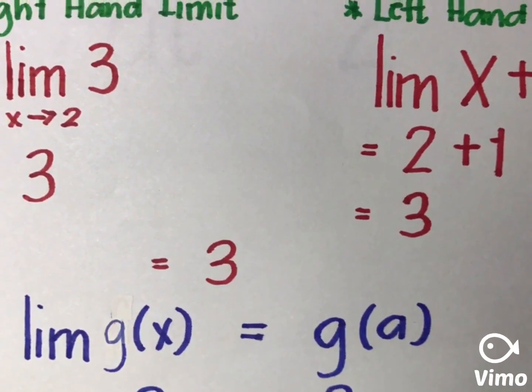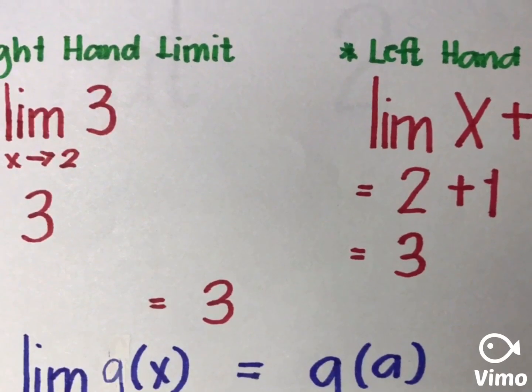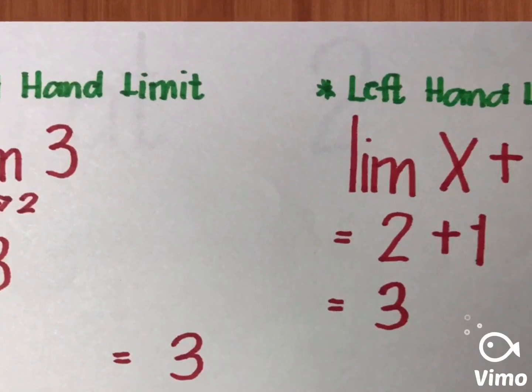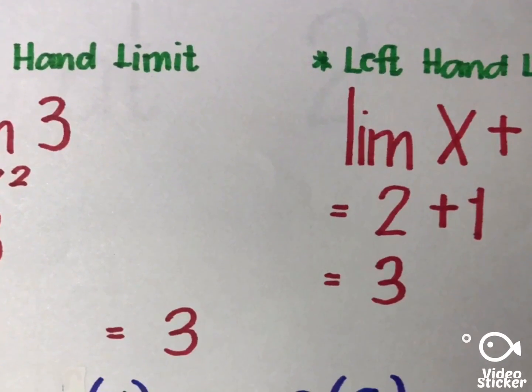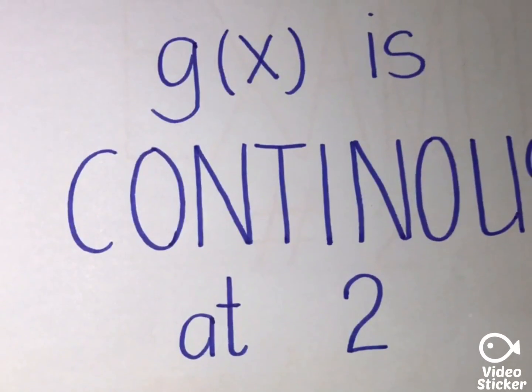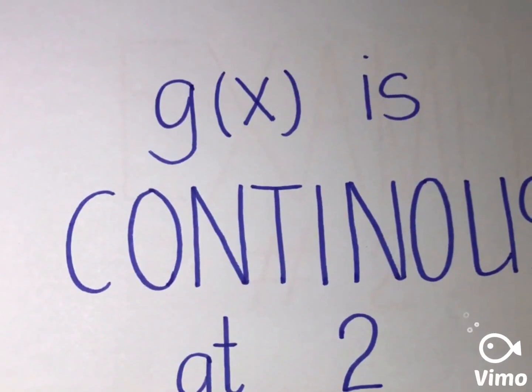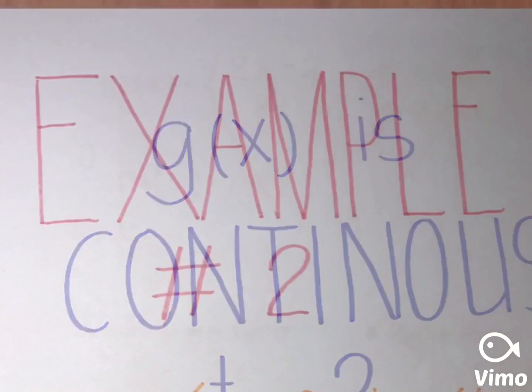Third condition, the limit of g of x must be equal to g of a. In this case, the limit of g of x is equal to 3 and g of a is equal to 3. So g of x is continuous at 2.